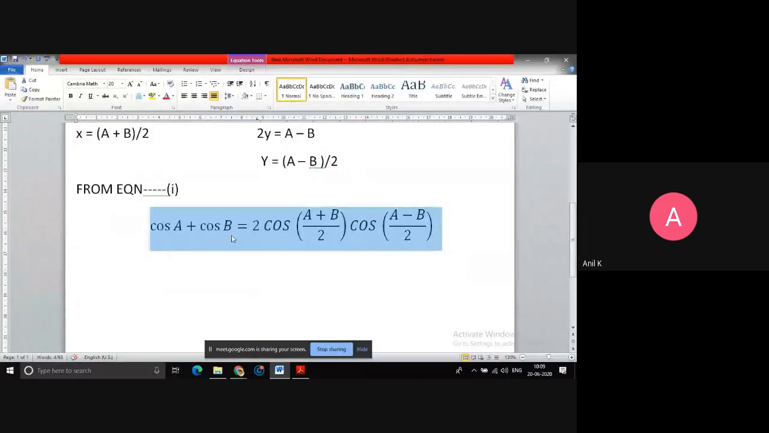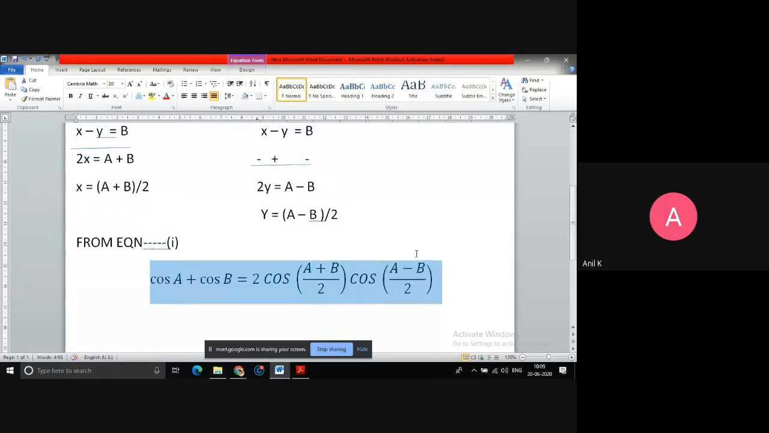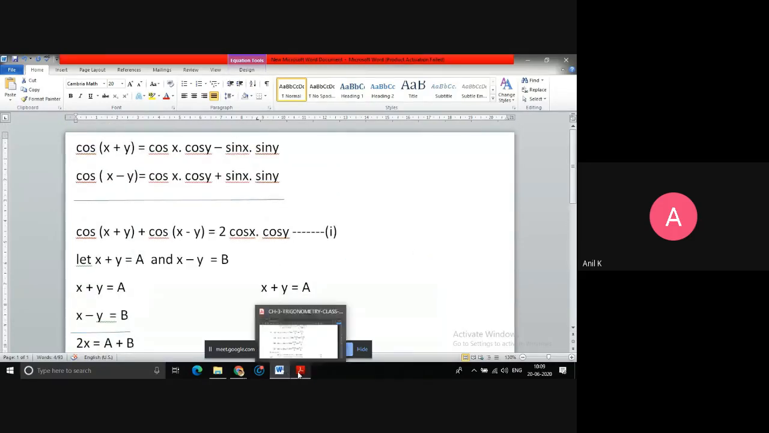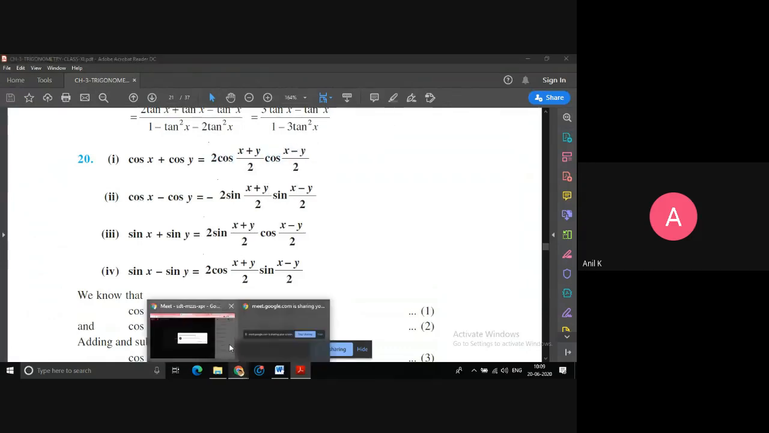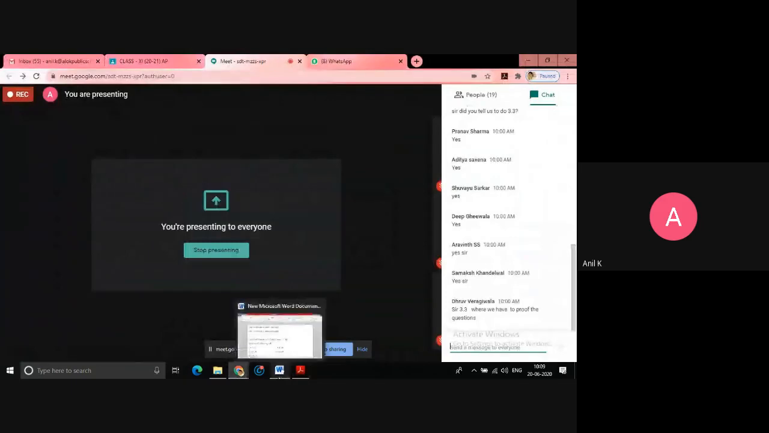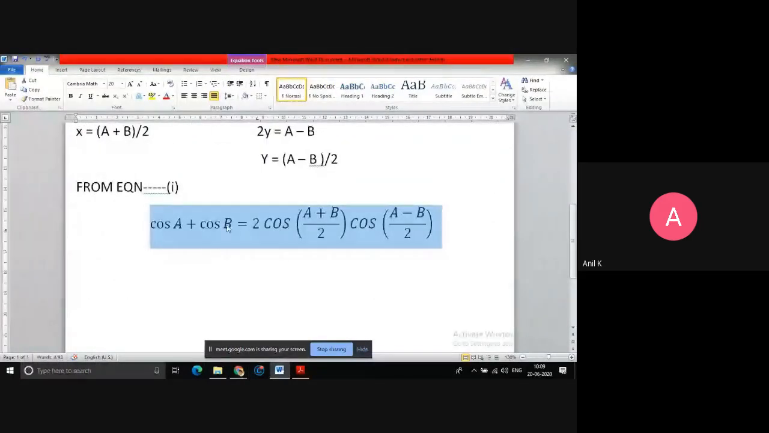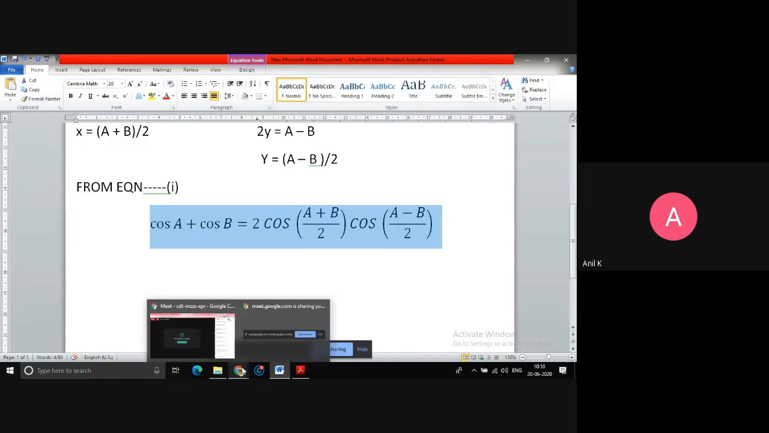Cos a plus cos b equals 2 times cos (a plus b) by 2, cos (a minus b) by 2. Actually, what is our identity? Here you have x, here you have y. Then you have to prove (x plus y) by 2, and here it is (x minus y) by 2. Agree? So in place of x and y, I replace them with a and b. So cos a plus cos b is going to be twice cos (a plus b) by 2, cos (a minus b) by 2. Has everyone understood this derivation?